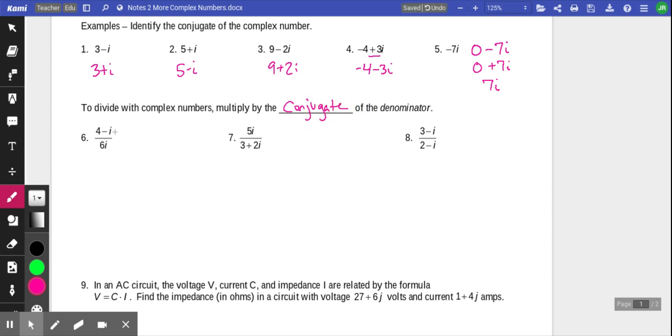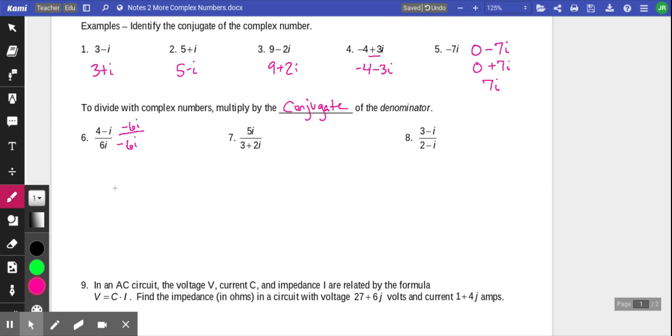So if we have 4 minus i divided by 6i, what we need to do is recognize what's the conjugate of 6i. That's a pure imaginary number, so its conjugate is just negative 6i. If I multiply by negative 6i in the denominator, I also need to multiply by negative 6i in the numerator. Because I'm allowed to multiply by the fraction of 1, it doesn't change the value of the fraction, it just changes what it looks like. But if I only multiply by negative 6i in the denominator, that changes my fraction completely. So I'm going to multiply by the conjugate on top and on bottom.